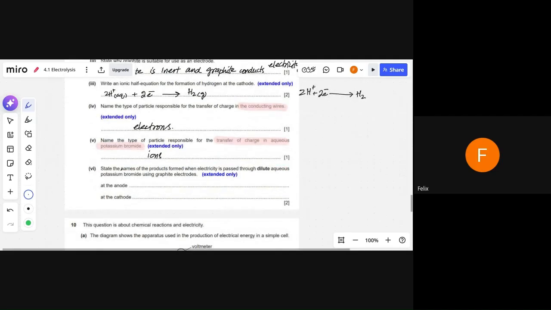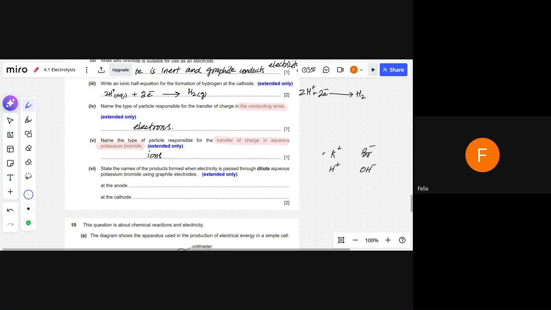So now the next part, number 6, state the names of the products formed when electricity is passed through dilute aqueous potassium bromide. Okay, so it's a dilute aqueous potassium bromide. So you will have potassium ions and hydrogen ions from water, and you will have bromide from the potassium bromide, and you will have OH-, a negative ion, from water.